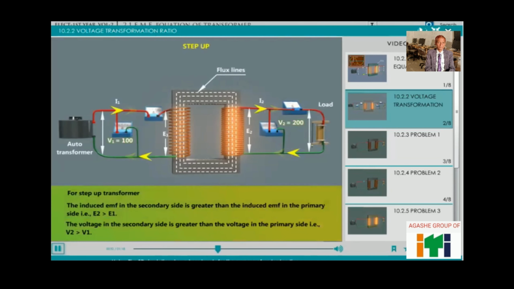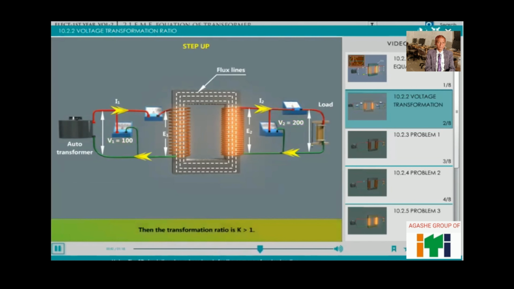For a step-up transformer, the induced EMF in the secondary side is greater than the induced EMF in the primary side, that is E2 greater than E1. The voltage in the secondary side is greater than the voltage in the primary side, that is V2 greater than V1. Then the transformation ratio is K greater than 1.